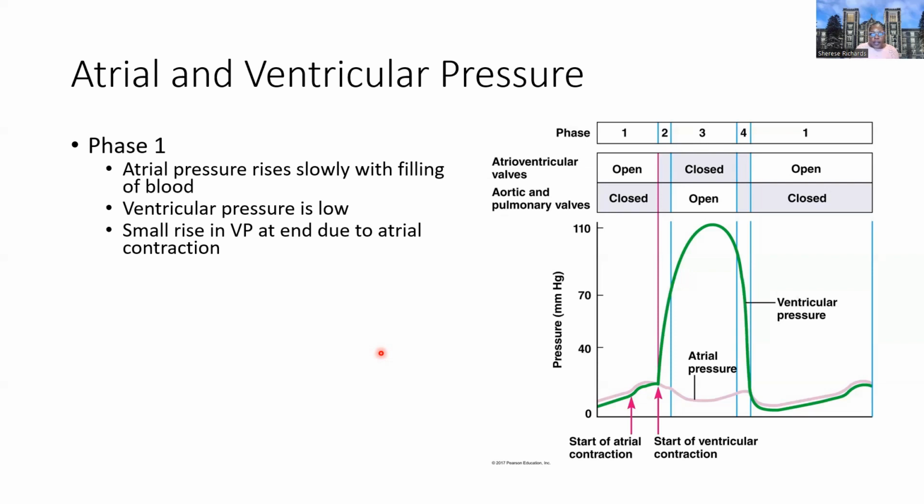So when we get to phase two, now we have an increase in ventricular pressure as the ventricle starts to contract. Atrial pressure will drop off as the AV valves close. And so that is the brief period of phase two. In this phase, the pressure steeply rises in preparation for ventricular systole or ejection.